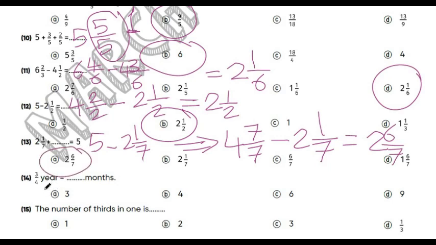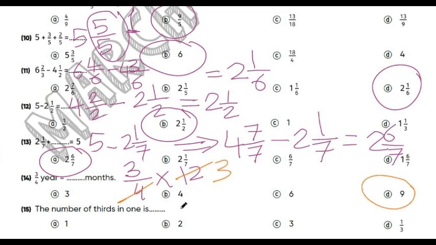3 over 4 year equals how many months? A year has 12 months. So we multiply 3 over 4 by 12. We can simplify here because 12 divided by 4 should be 3. So 3 times 3 equals 9. The number of thirds: how many 1 over 3 in 1? We have to add it to itself 3 times. So the number will be 3.